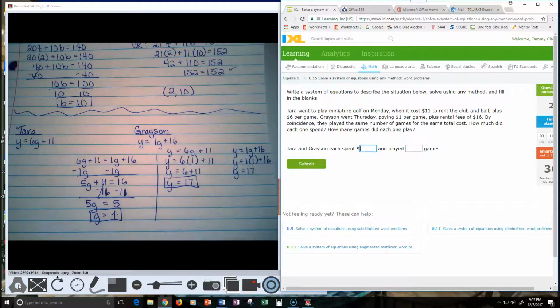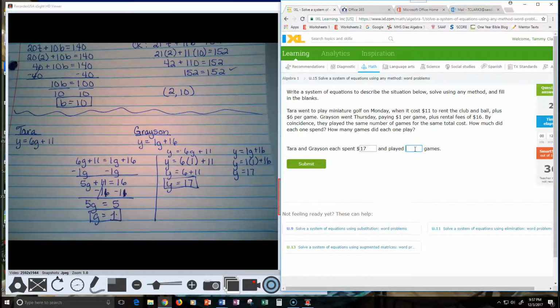Okay, remember, y is the total amount that they paid. So make sure you put that in the right place. They both paid $17 and they both played 1 game.